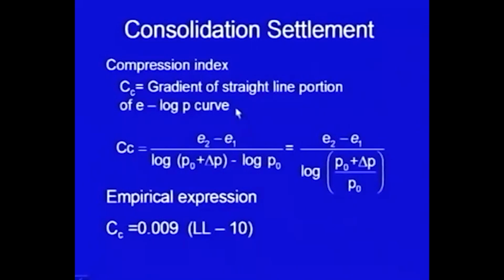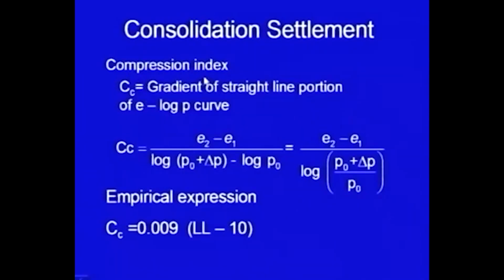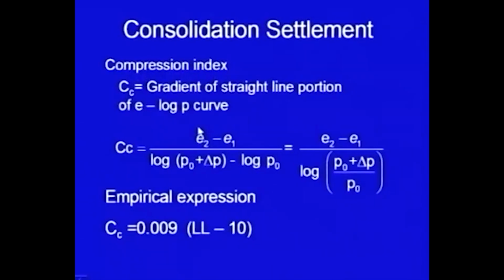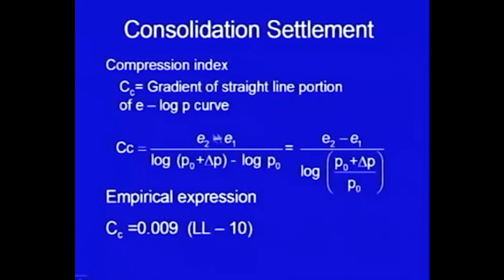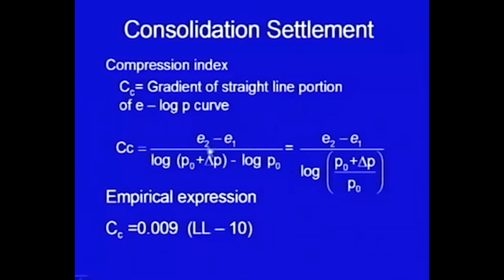Now, let us go to the parameters which we can compute from this test. One of them is compression index. We shall be using compression index to calculate the settlements, and it is defined as the gradient of the straight line portion. You take the straight line portion at the higher pressure values and then find out its gradient from the previous curve which I just discussed.